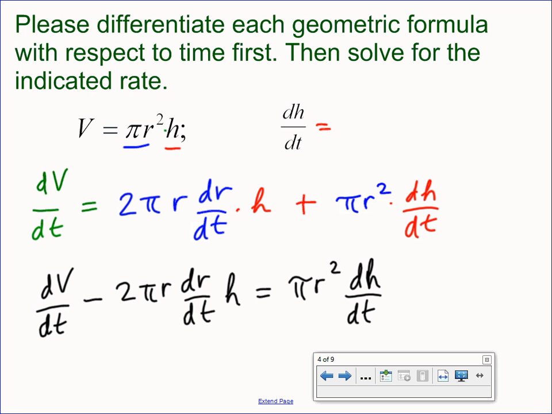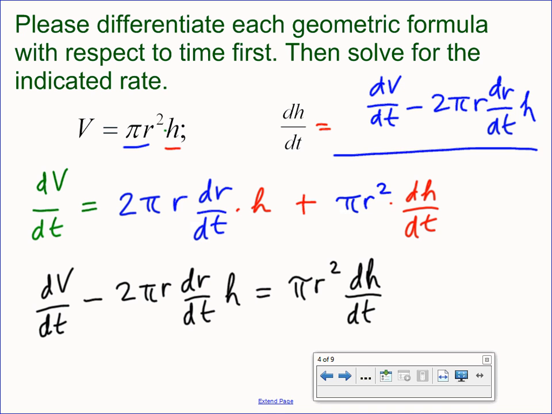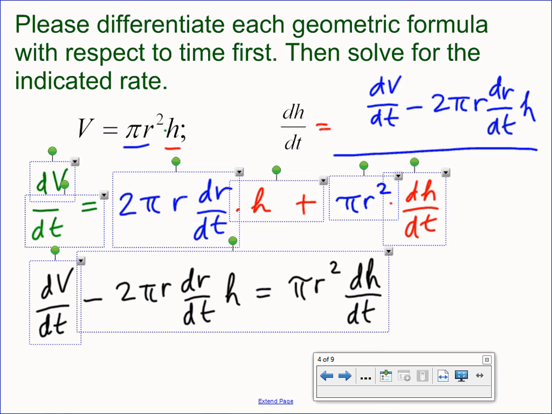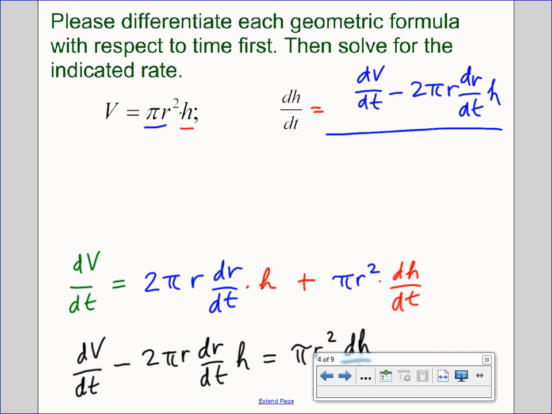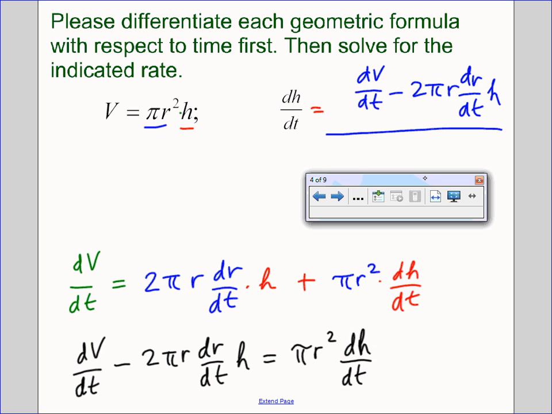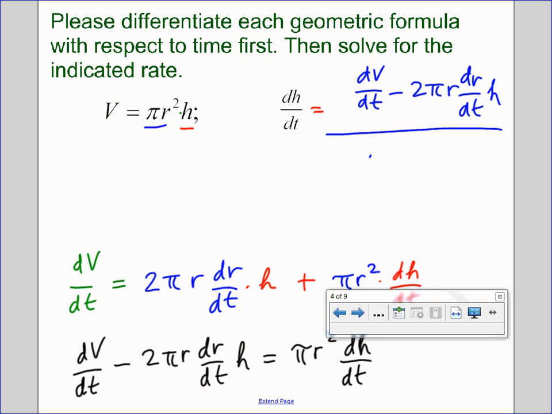I'm so sure. I squared. So dV/dt minus 2 pi r dr/dt h, all over pi r squared. Is that going to do it? All over pi r squared.